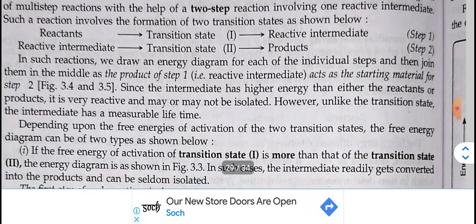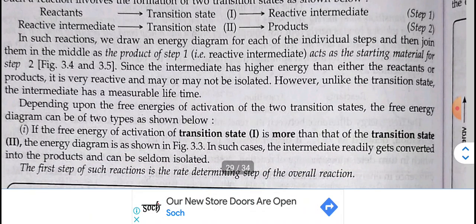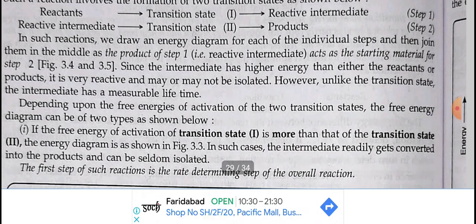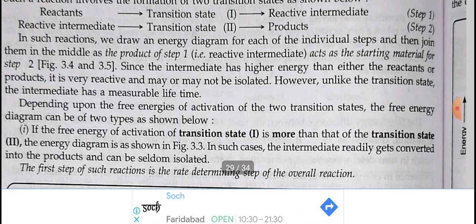In such reactions, we draw the energy diagram for each individual step and join them in the middle at the product of step 1. The reactive intermediate acts as the starting material for step 2. Since the intermediate has higher energy than either the reactant or the products, it is very reactive and may or may not be isolated. However, unlike the transition state, an intermediate has a measurable lifetime.